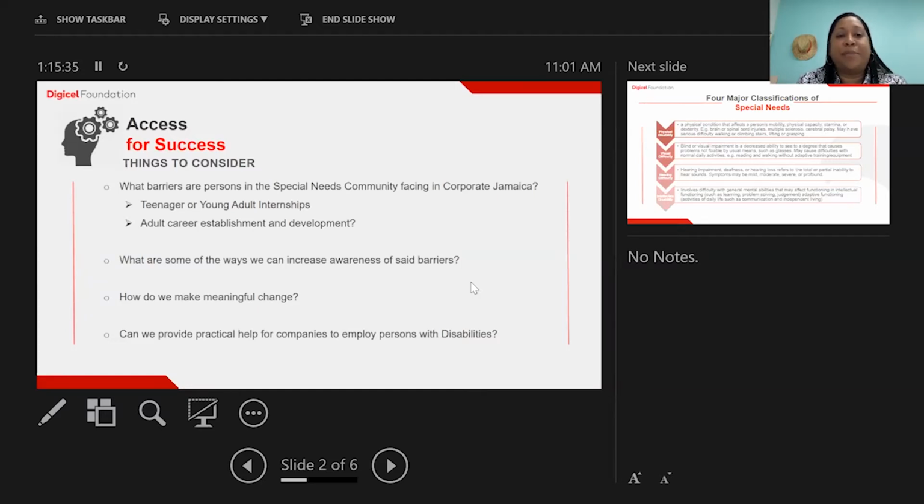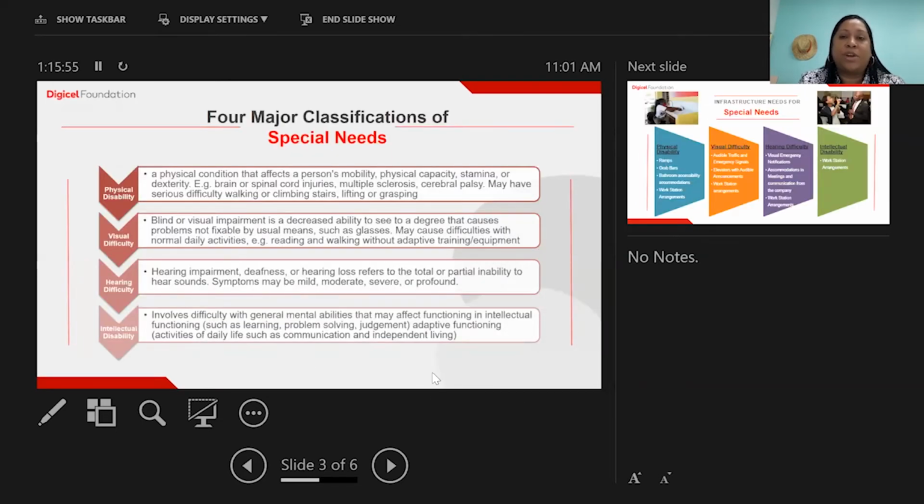So we looked at what are some of the barriers, how do we get more internships for persons with disabilities, and for our adults who are at UE, because we do get a lot of applications. How do we encourage our partners out there to employ them and make meaningful change? We can all do the easy thing of just talking, but how do we go about really helping?